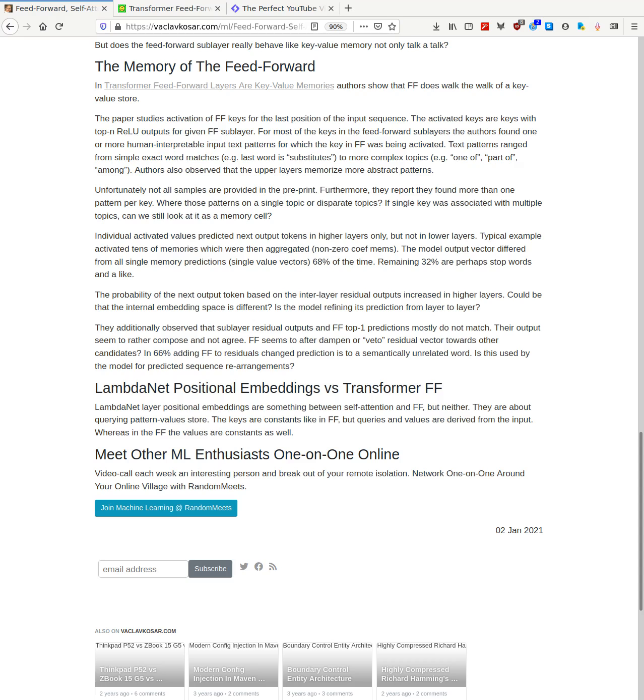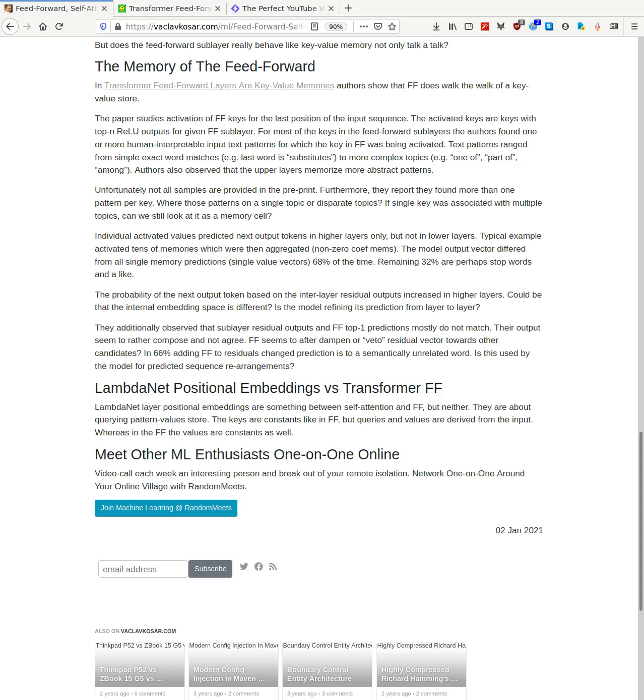For most of the keys in the feed-forward sublayers, the authors found one or more human-interpretable input text patterns for which the key was being activated. So for each key, they found some kind of text patterns which ranged from single last-word matches to more complex, topic-oriented patterns, like "one of", "part of", and "among". They also observed that the upper layers memorize more abstract patterns, which makes sense because the self-attention is able to do more work in the upper layers.